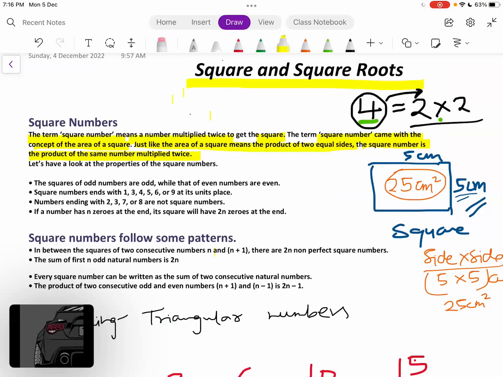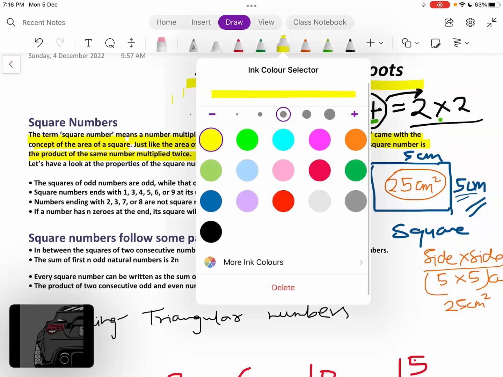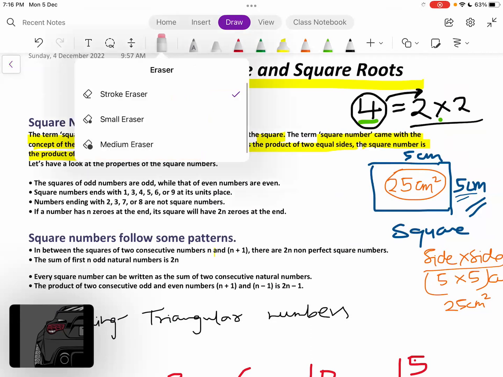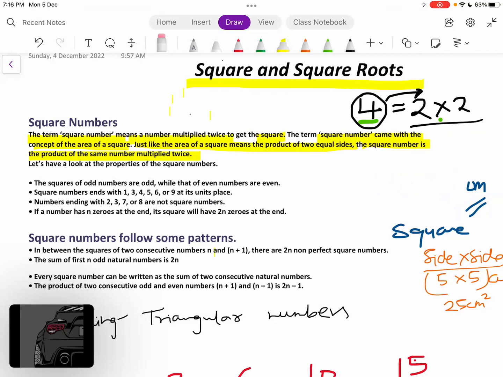It is 4. What about 4? It is 16. What is the square of 6 here? 36. Similarly, 8, it is 64. Square of 8 is 64. Okay. So we can calculate.